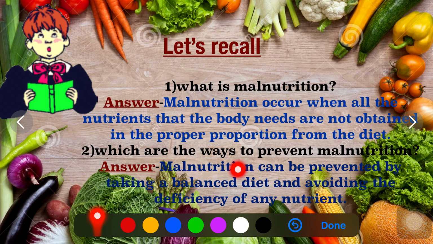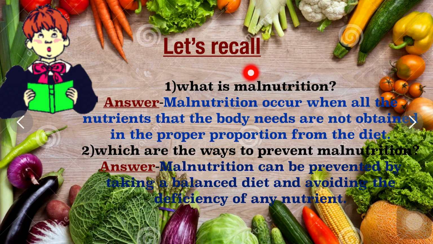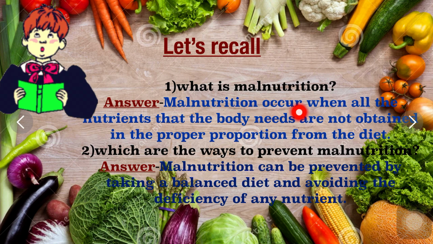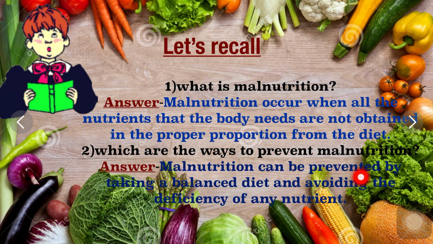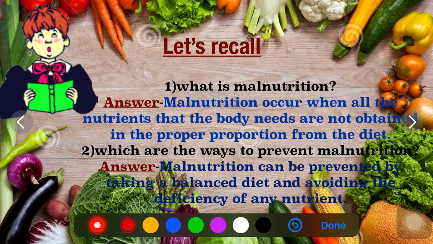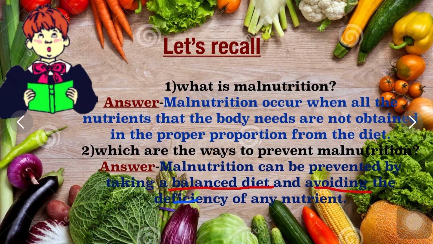Students, let's recall what you already studied in your previous standard, that is in your 6th standard. What is malnutrition? Malnutrition occurs when all the nutrients that the body needs are not obtained in the proper proportion from the diet. Second question, which are the ways to prevent malnutrition? Malnutrition can be prevented by taking a balanced diet. Once again, I am repeating, by taking a balanced diet and avoiding the deficiency of any nutrient.